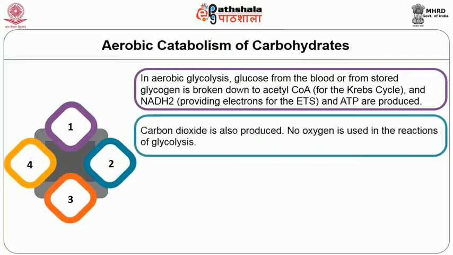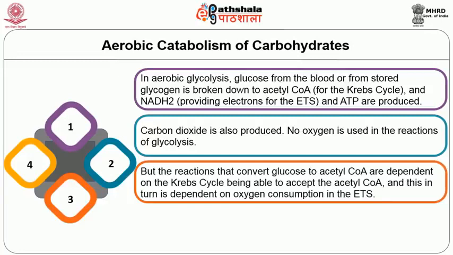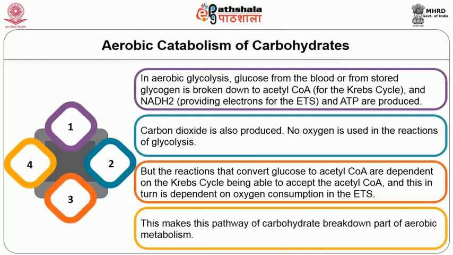No oxygen is used in these reactions of glycolysis, but the reactions that convert glucose to acetyl-CoA are dependent on the Krebs cycle being able to accept the acetyl-CoA, and this in turn is dependent on oxygen consumption in the ETS. This makes this pathway of carbohydrate breakdown part of aerobic metabolism.